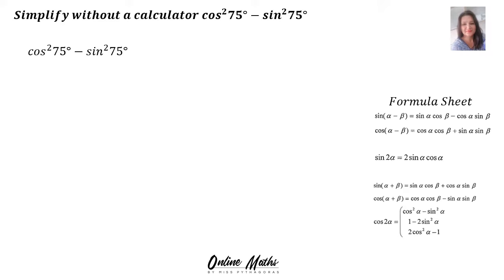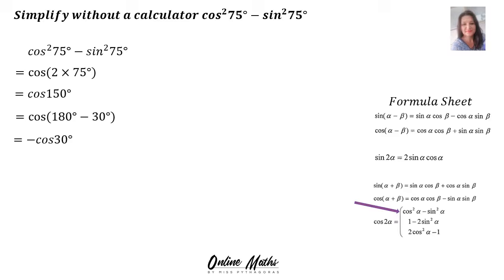Simplify without a calculator. Cos squared 75 minus sin squared 75. Can you see it's the double angle cos 2 alpha? So therefore it's cos 2 times 75, which is cos 150. And then what to do with cos 150 is grade 11 reduction formula, where you can write 150 as 180 degrees minus 30, and when you reduce that one, it becomes minus cos 30, which is minus root 3 over 2.